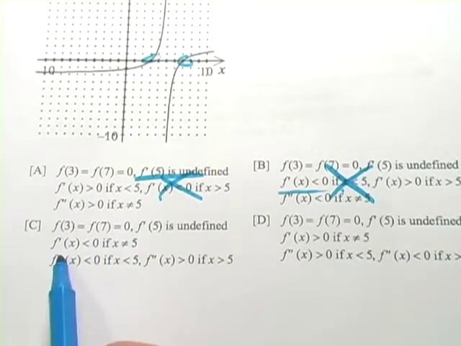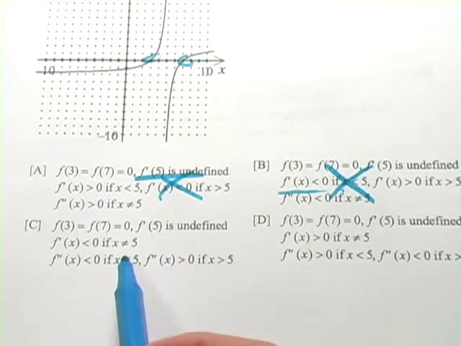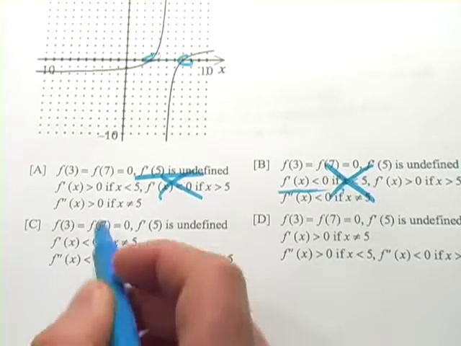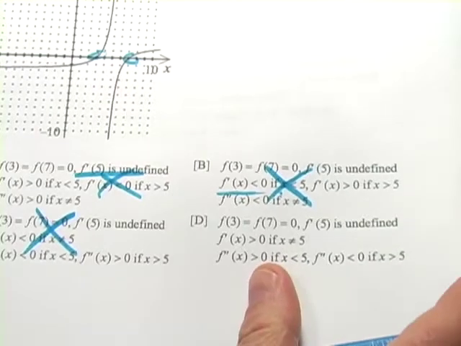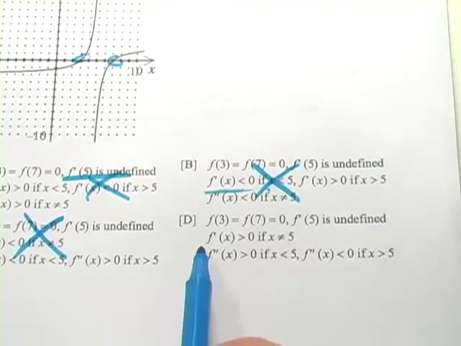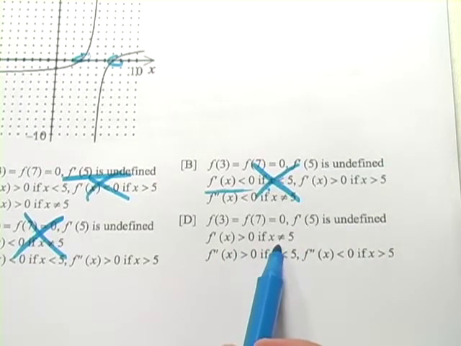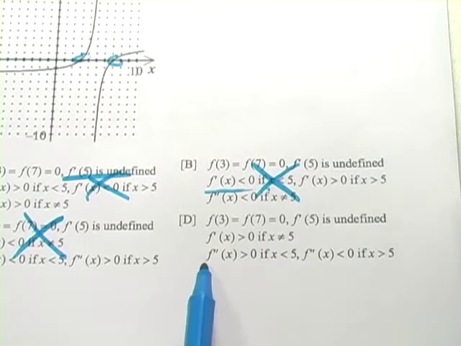This one, the first line is the same. Here the derivative is less than 0 if x does not equal 5. That doesn't work. It's never less than 0. Here we have f prime of x is greater than 0 if x does not equal 5. That fits. And then f double prime of x, the second derivative, is greater than 0 if x is less than 5.